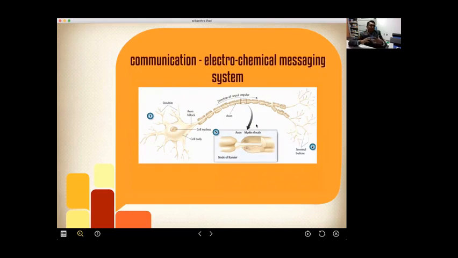And the way neurons communicate, or the way information gets transferred within the nervous system, is in the form of electrochemical messaging system. So information is passed or transferred through either electric format or chemical format. And we'll talk more about this electrochemical messaging in a second.